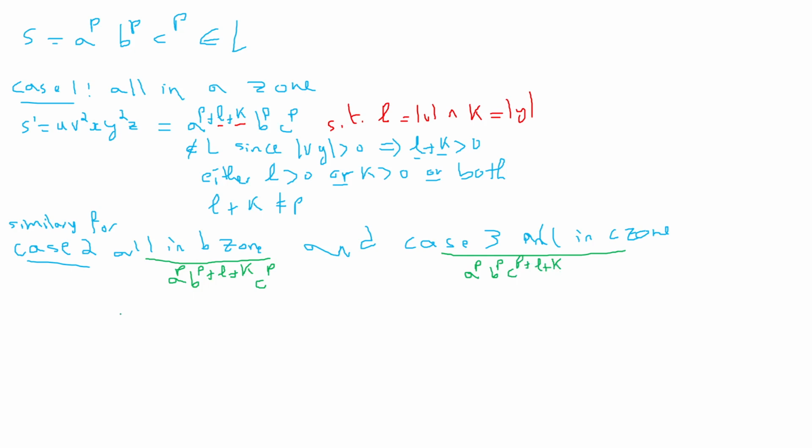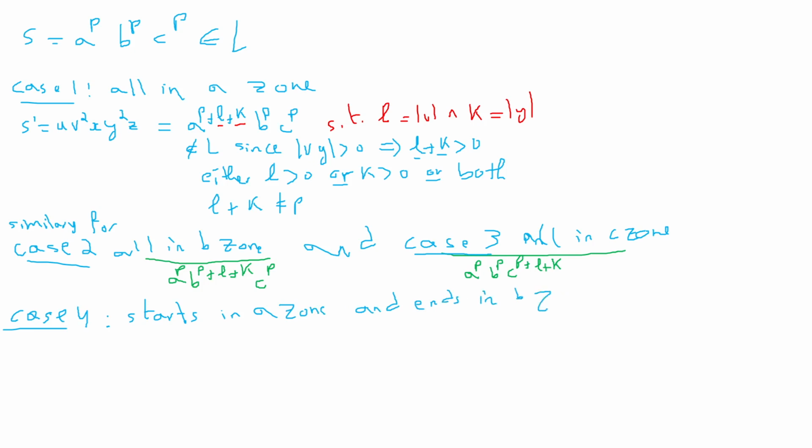Cool. So now we actually go to case 4, which is really different. It starts in A zone and ends in B zone. This is actually different. How would that look like?